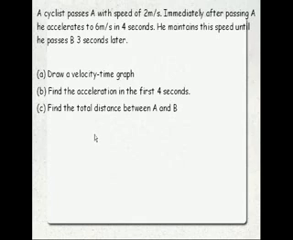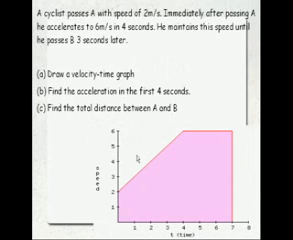Okay, so first of all, start off by drawing your velocity time graph. Remember, velocity on the y-axis, the vertical axis, and time along the horizontal axis. In terms of the scale, it took 4 seconds to accelerate, and 3 seconds was whenever he passed B, so it was 7 seconds along. And the highest speed reached by him is 6 meters per second.